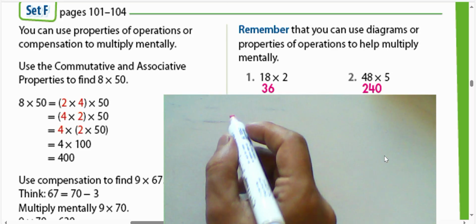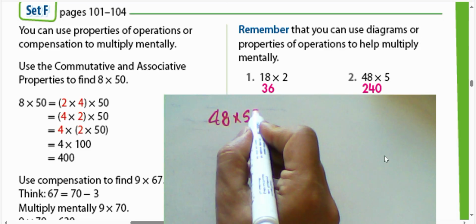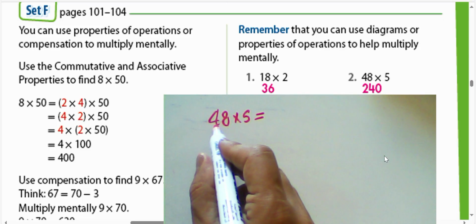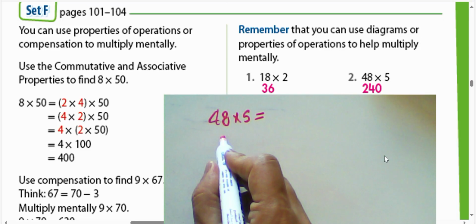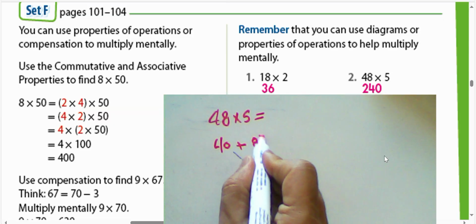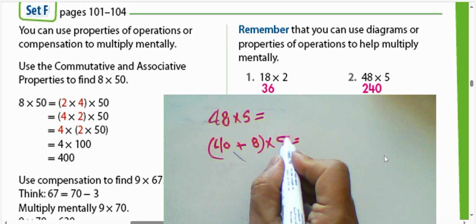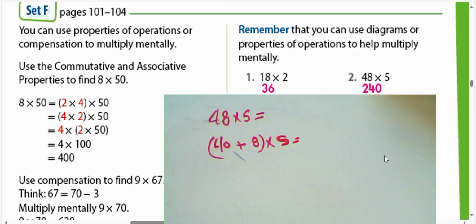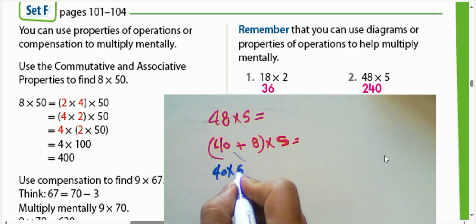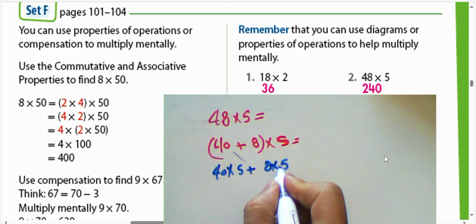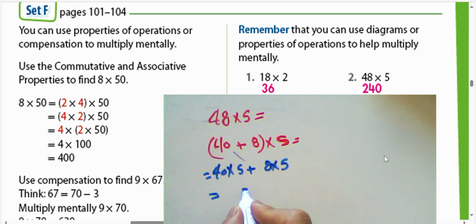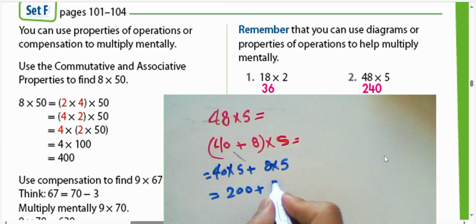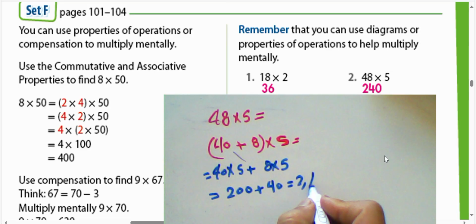And also 48 times 5. We can write this number 48 equal 40 plus 8. All product by 5. And then using distributive properties. Write 40 times 5 equal 8 times 5. 4 times 5 is 0, and 4 times 5, 20. 5 times 8, 40. Then the result will be 240.